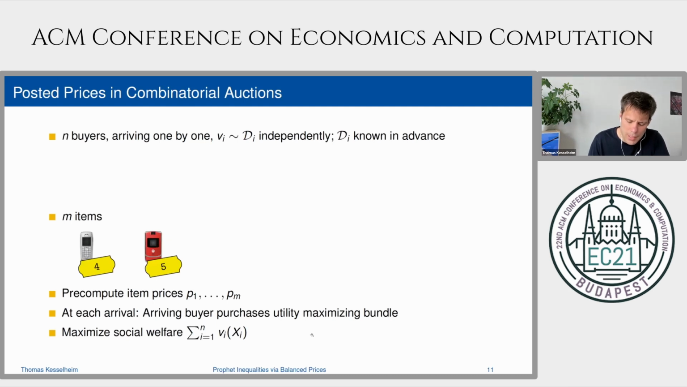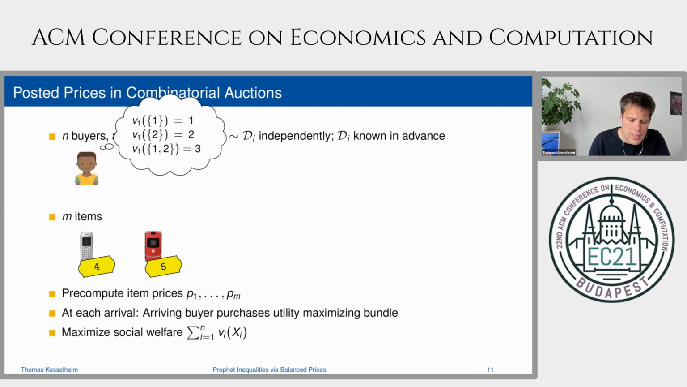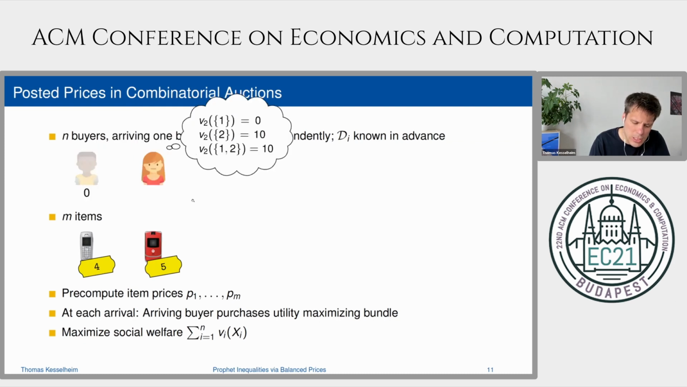So in this case, I might have a price of 4 for the first item, a price of 5 for the second item. And now this guy here, he wouldn't buy anything because he would have negative utility if he bought item 1 or item 2 or both items together. So he will not buy anything. But she has a utility of 5, for example, for buying the second item. She would have a utility of 1 for both items together, but what would maximize her utility is actually buying only item 2.